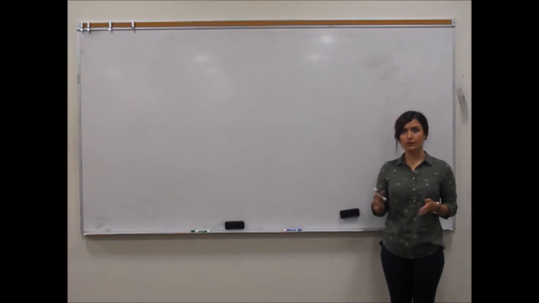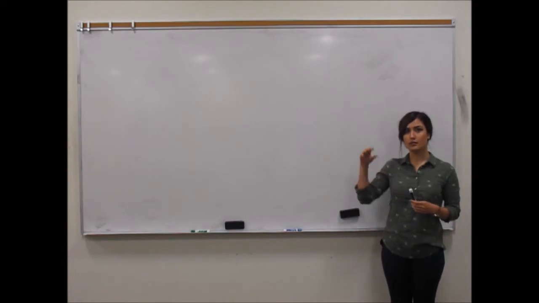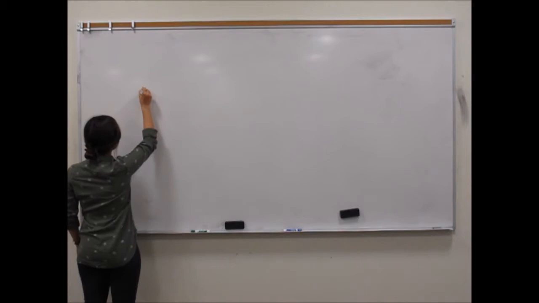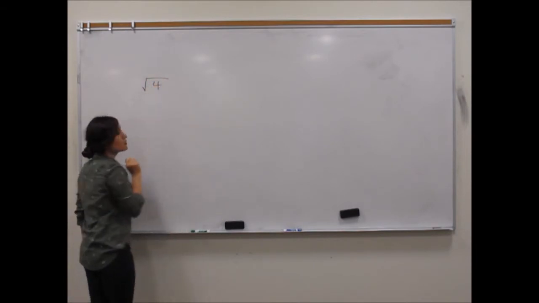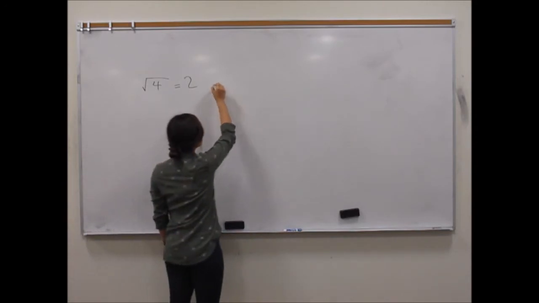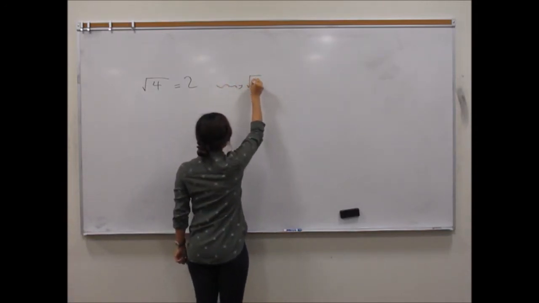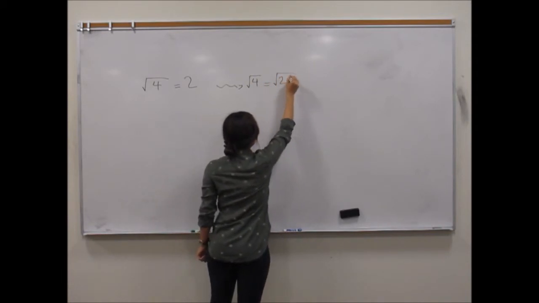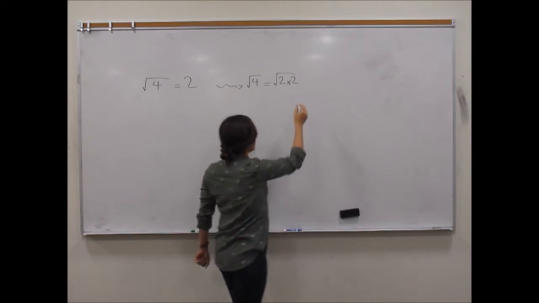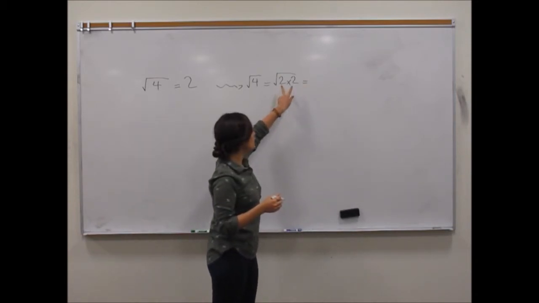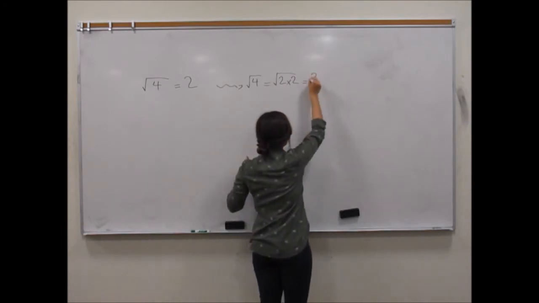To simplify square roots, you need to know some of the basic perfect squares. I'm going to write down some of the basic ones that you need to know. The square root of 4 is 2 because I can write the square root of 4 as the square root of 2 times 2, because 2 times 2 is 4. And then for every repetition of 2's, 1 pops out of the radical.